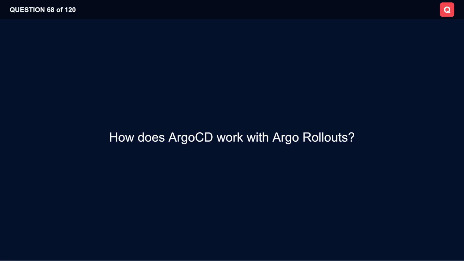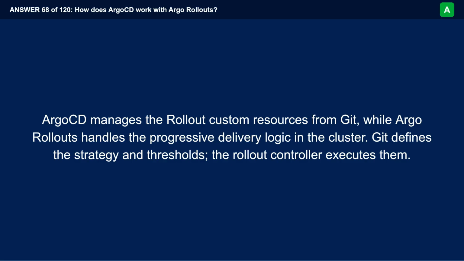How does ArgoCD work with Argo Rollouts? ArgoCD manages the rollout custom resources from Git, while Argo Rollouts handles the progressive delivery logic in the cluster. Git defines the strategy and thresholds. The rollout controller executes them.